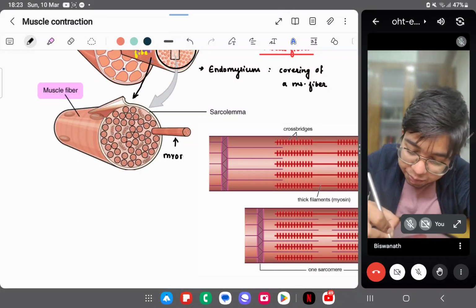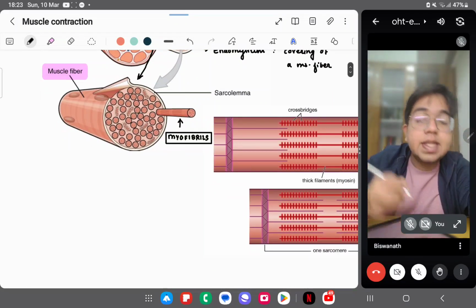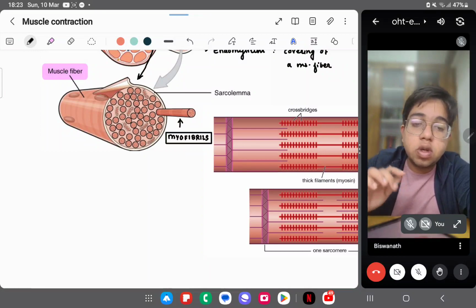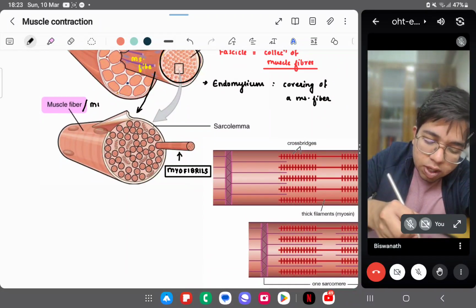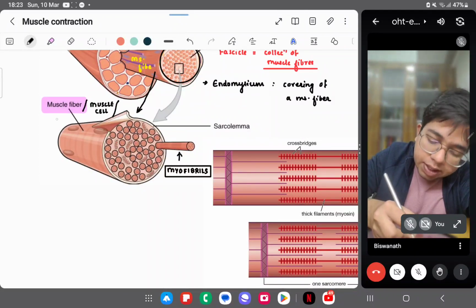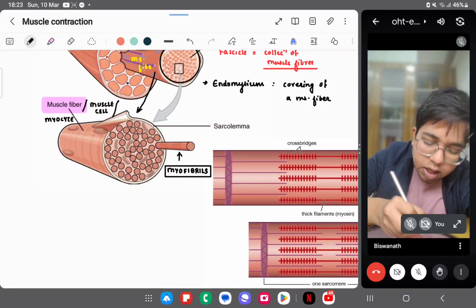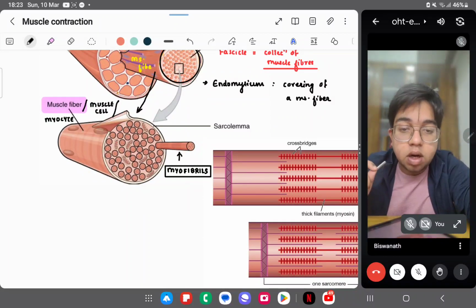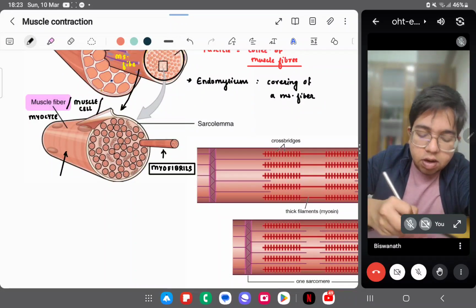It is a collection of myofibrils. This muscle fiber, don't get confused, is known as the muscle cell. This muscle cell or muscle fiber is also known as the myocyte. The three are the same terms. Don't get confused in the terms: muscle fiber, muscle cell, or myocyte.